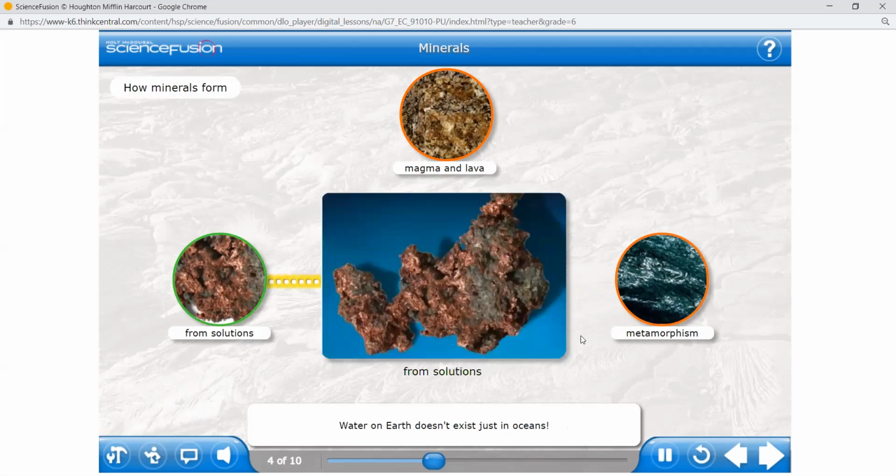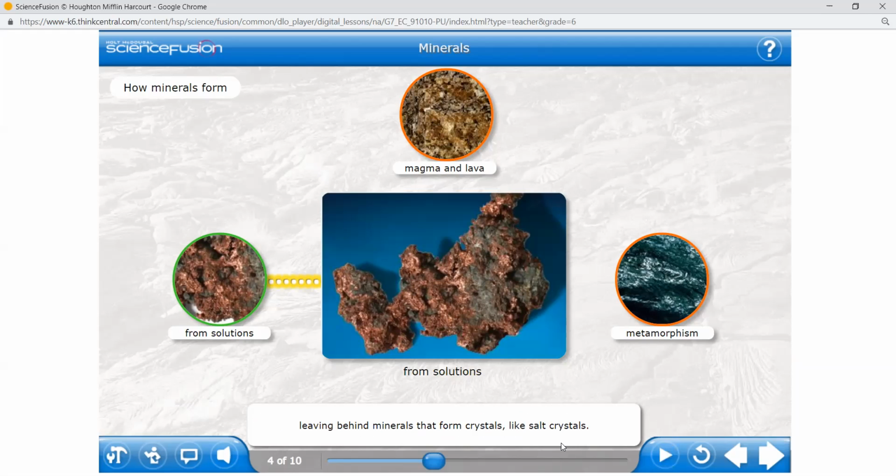Water on Earth doesn't exist just in oceans. You can find water in Earth's crust. Magma deep underground can warm groundwater and dissolve minerals in the surrounding rocks, forming new minerals. Magma also contains hot fluids. These fluids contain dissolved minerals. When minerals come out of this solution, they can form crystals. Many minerals that are metals, such as copper and gold, form this way. Another way crystals can form from a solution is when water at Earth's surface evaporates, leaving behind minerals.